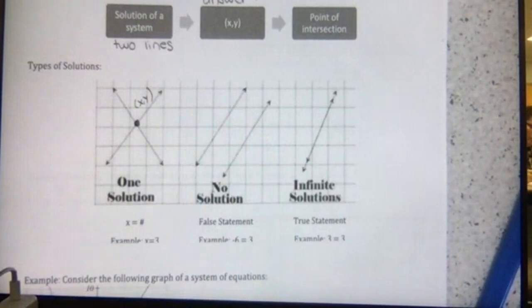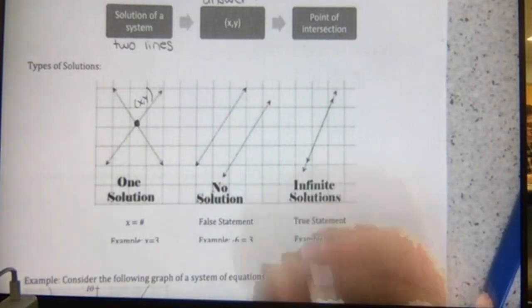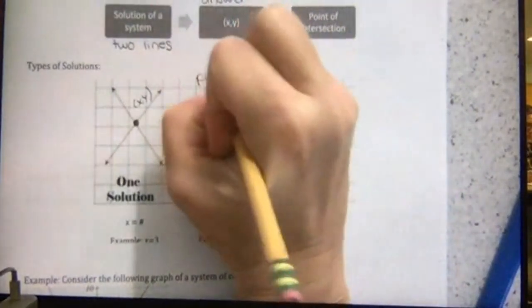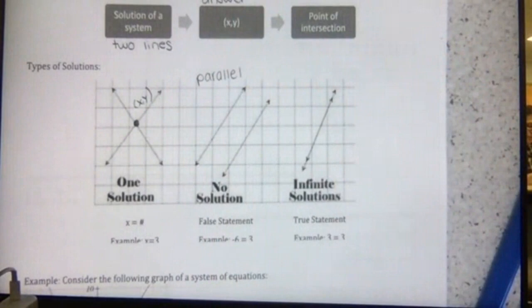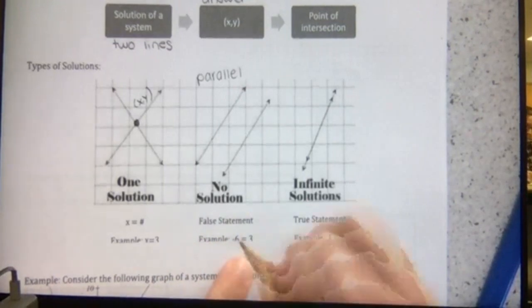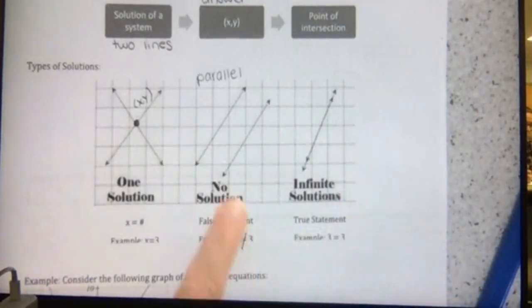Our other type of solution could be no solution. What if there are two lines that never cross? What's another word for two lines that never cross? Parallel. So if there are two lines that never cross, they're parallel lines, and that means we're not going to have a solution. So no solution. And that would give us, if we're solving it algebraically, a false statement. So something like -6 equals 3. -6 does not equal 3. It's a false statement, so that would tell us no solution.